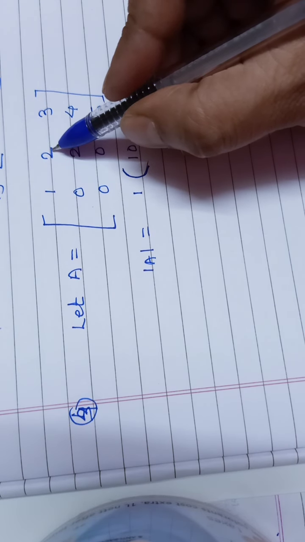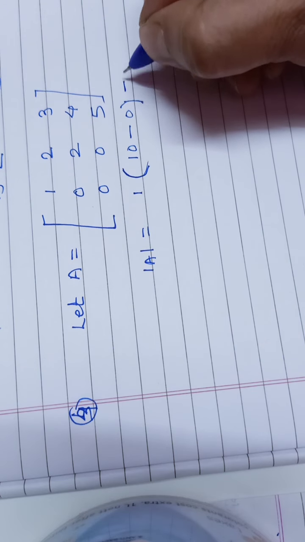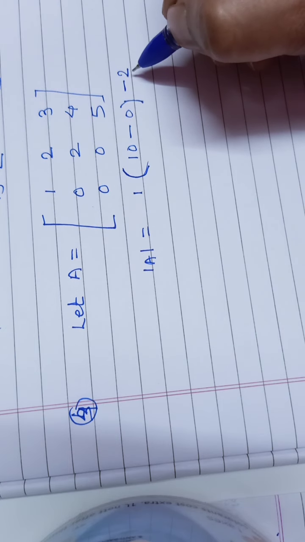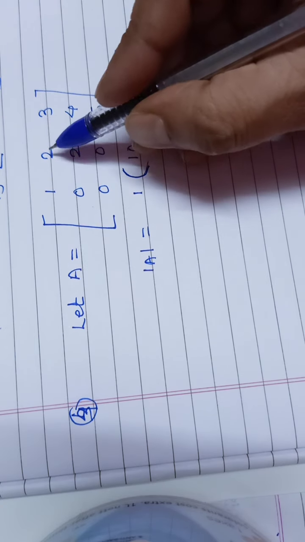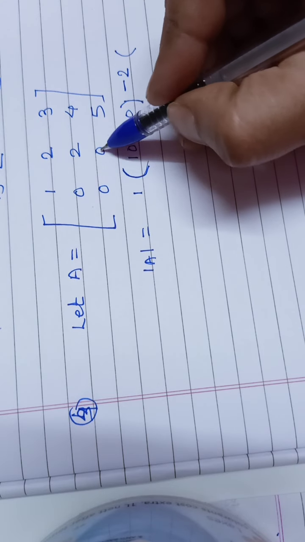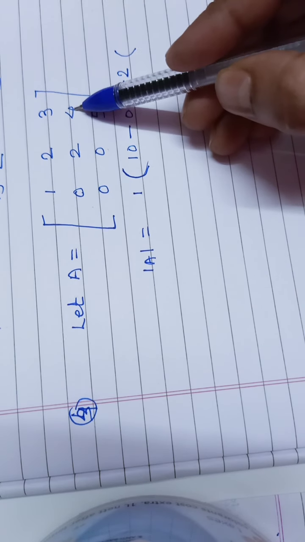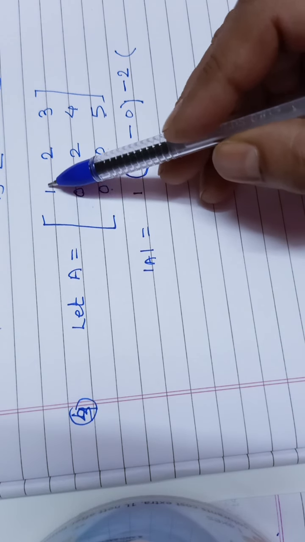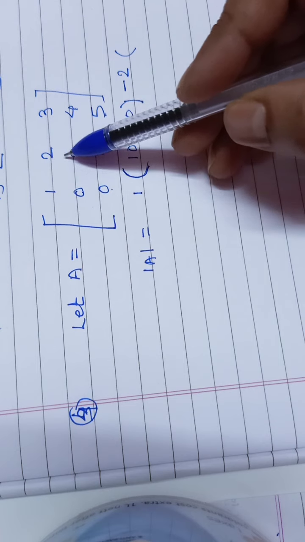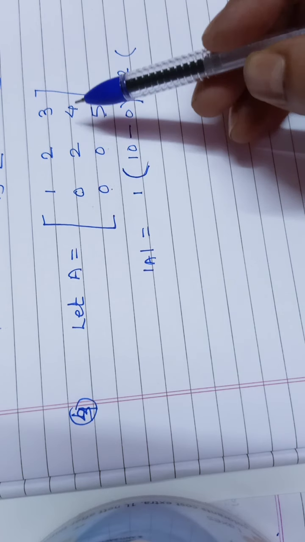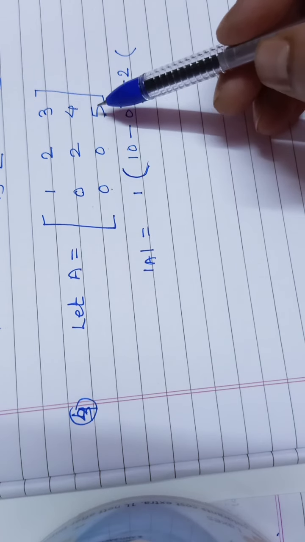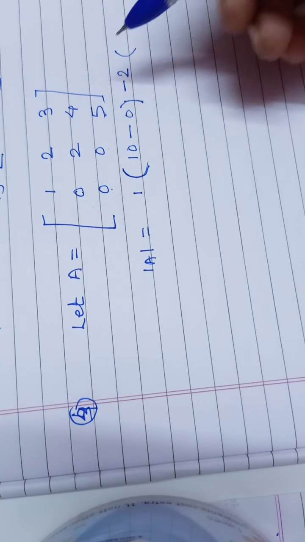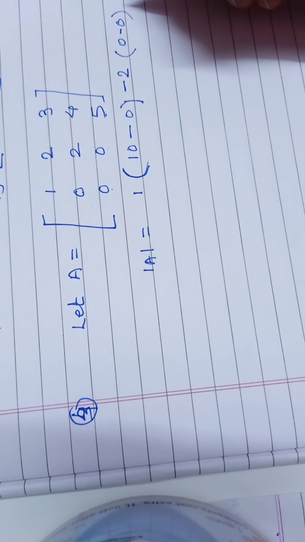Next one is 2. We know that it's needed to change the sign. So it is plus 2, so we are considering minus 2. Now this 2 is in the first row and second column, so these 4 elements are remaining. Again I am repeating, 2 lies in the first row and second column, so these 4 elements are remaining. 0 5s are 0, 0 4s are 0. So it is 0 minus 0.